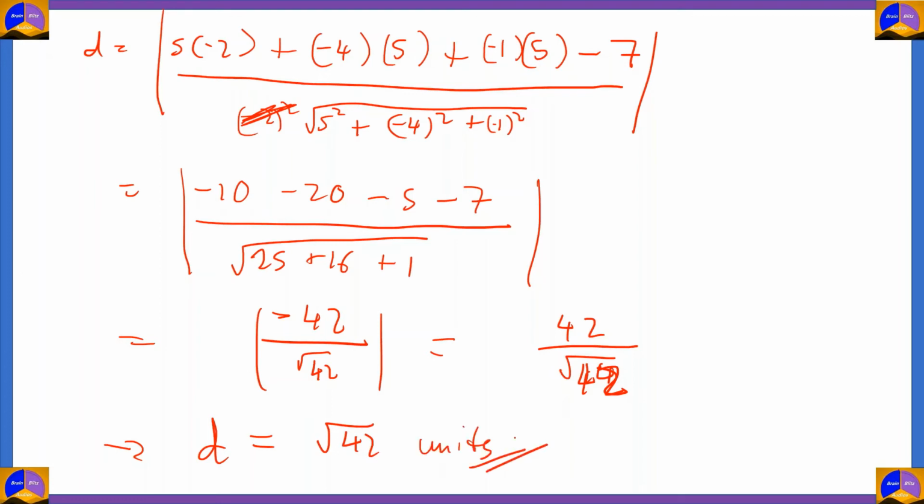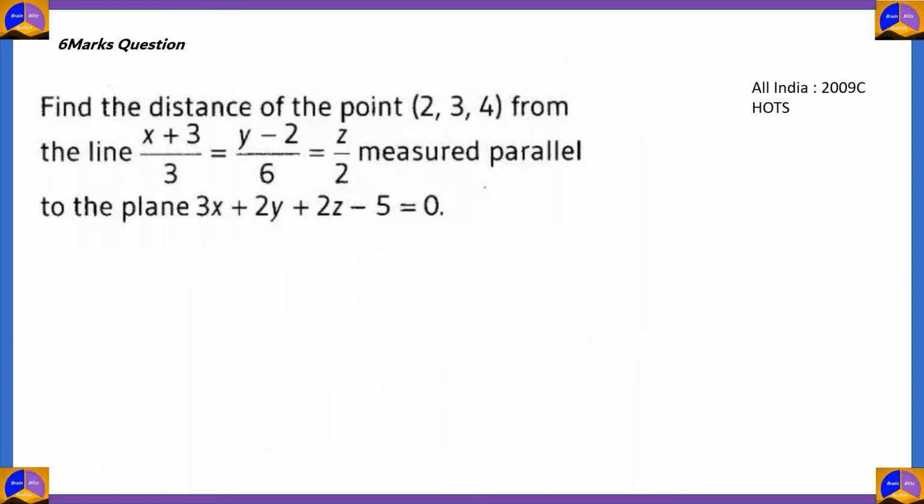That is the distance between the point (-2, 5, 5) and the plane 5x minus 4y minus z equals 7. That is our answer. Let's move on to the final question. Find the distance of the point 2, 3, 4 from the line x plus 3 by 3 is equal to y plus 2 by 6 is equal to z by 2, measured parallel to the plane 3x plus 2y plus 2z minus 5 equals 0.